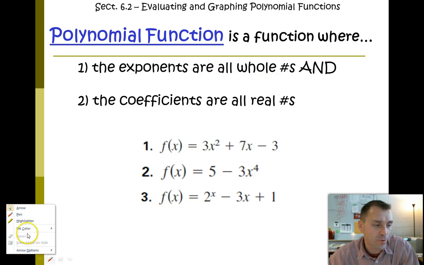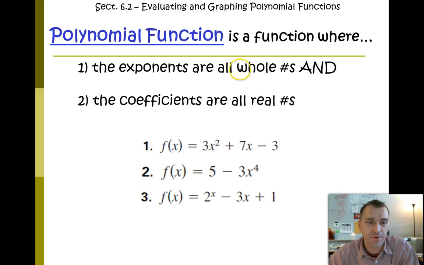So then, let me pull this up here so I can write this. That's good, at least the first thing is checked. All those exponents are good. Then it says the coefficients are all real numbers. Well, that's a real number, that's a real number, and that's a real number. So beautiful. The first one is, yay, absolutely a polynomial function.